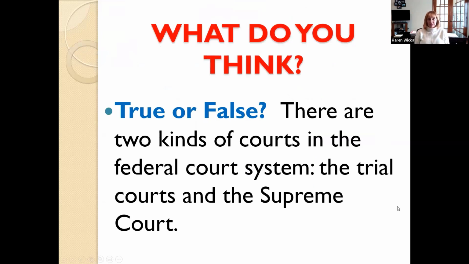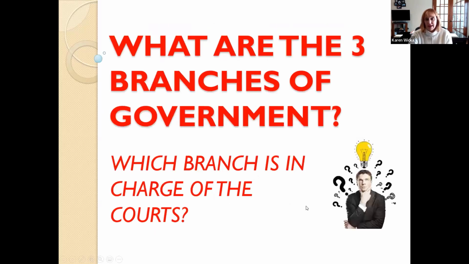My first question is to get you thinking. True or false: there are two kinds of courts in the federal court system, the trial courts and the Supreme Court. Hopefully you know the answer from your intro course. How many different courts do we have in the federal system? Hopefully you say 3. We have trial courts, appellate courts, and then the highest court in our system, the Supreme Court.